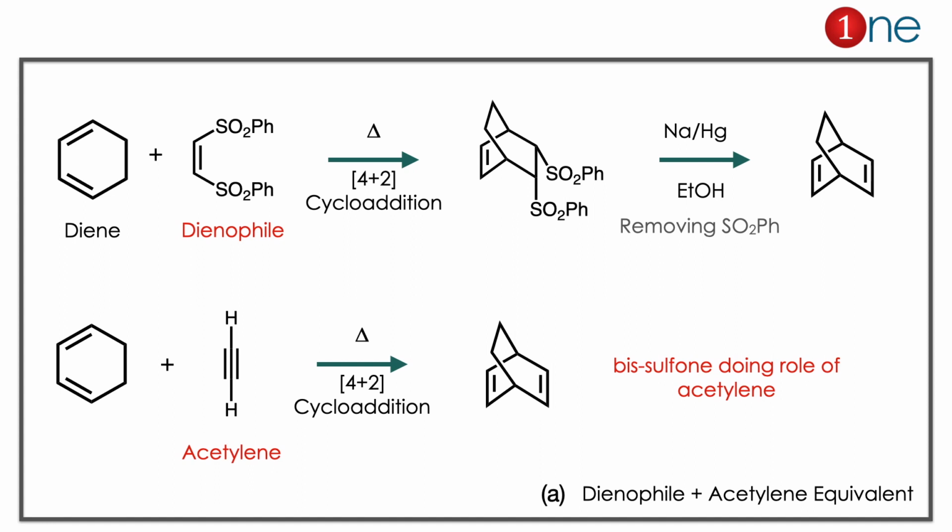Second thing, you are using sodium amalgam. Sodium amalgam has higher affinity for sulfur, so it removes the sulfur from the system and you have an alkene formation. If you consider the same product by acetylene, the same product can be obtained by acetylene. So if you react with acetylene, you have the final product as a diene there.